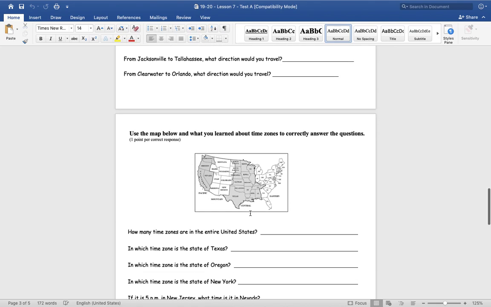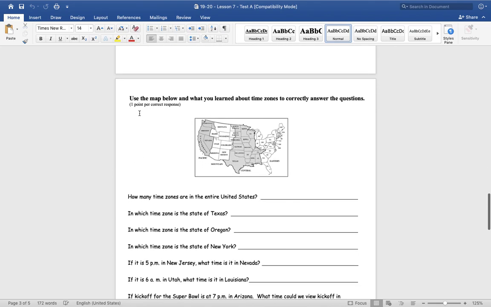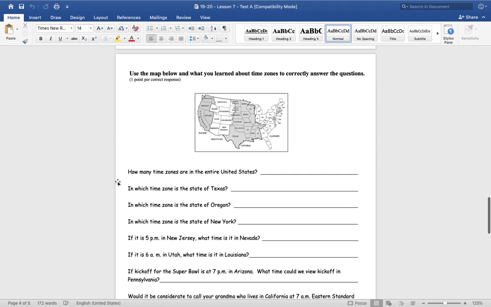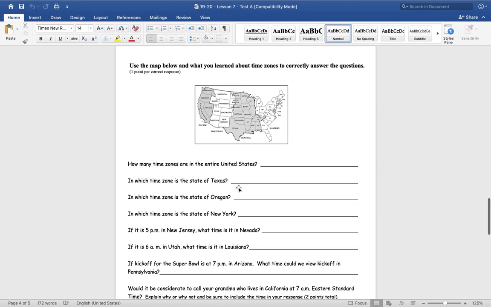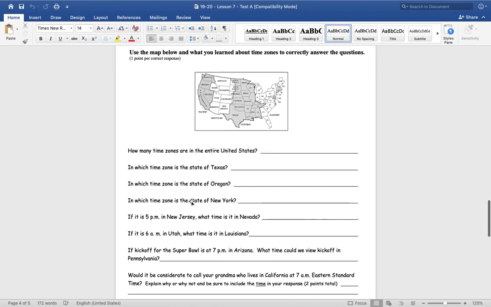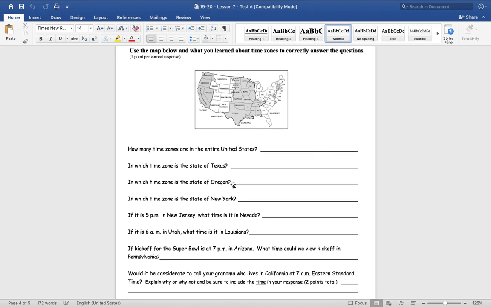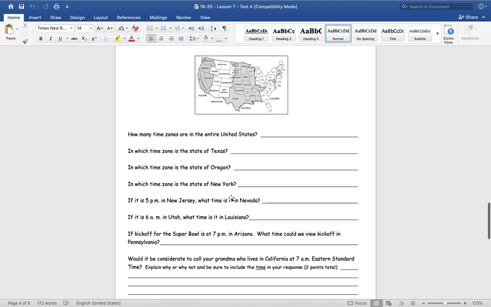Let's move on to the time zone section. The directions say, use the map below and what you learned about time zones to correctly answer the questions. How many time zones are in the entire United States? In which time zone is Texas? In which time zone is the state of Oregon? In which time zone is the state of New York?